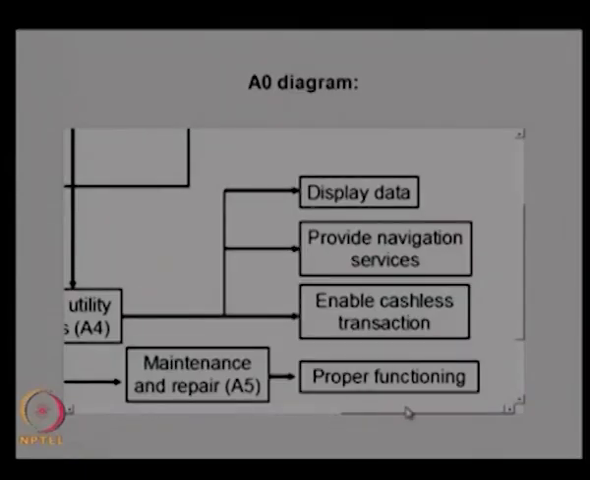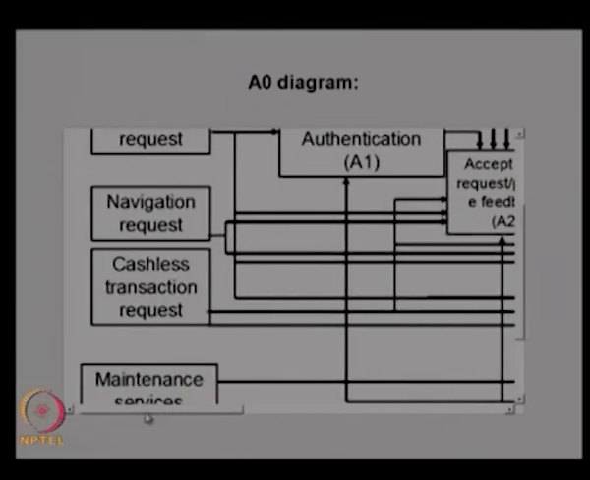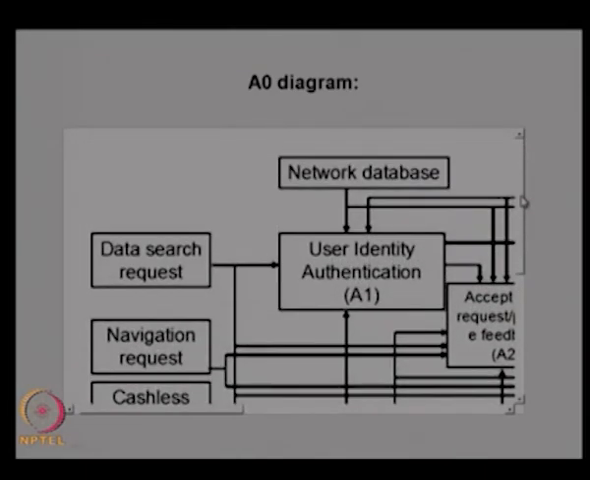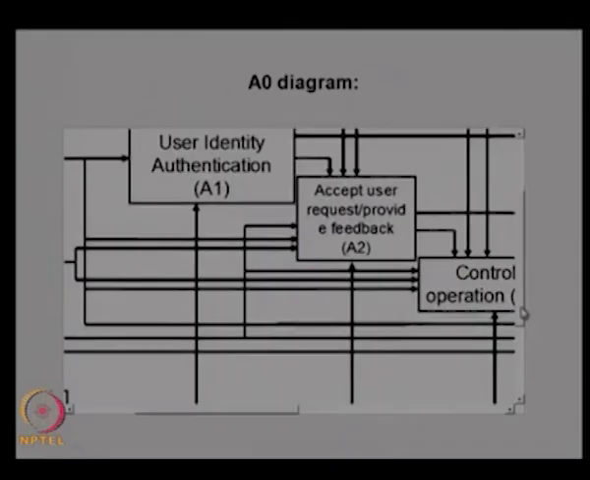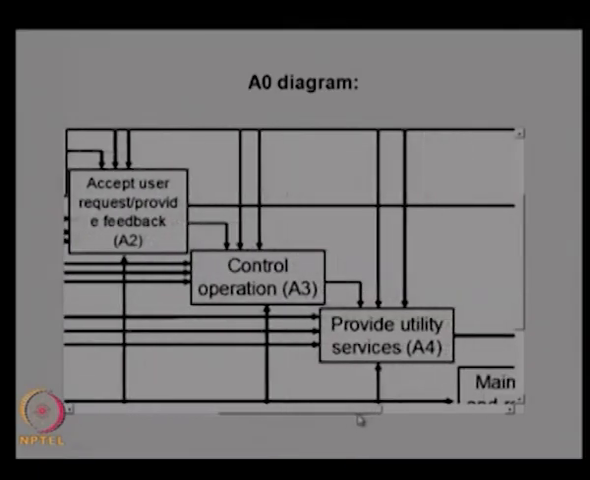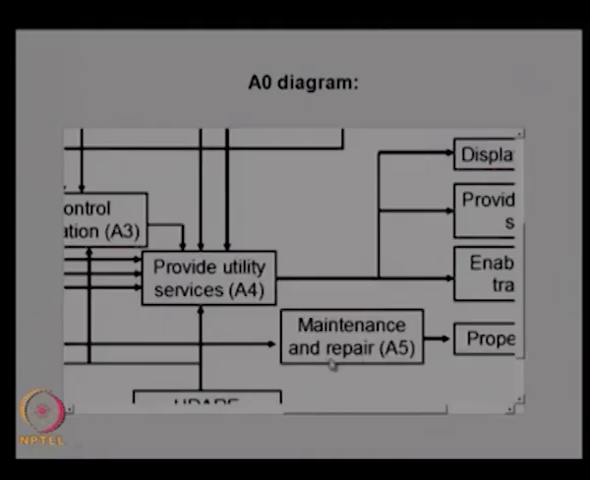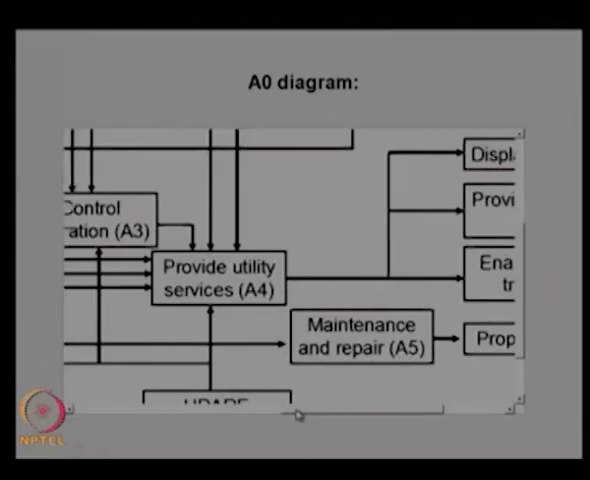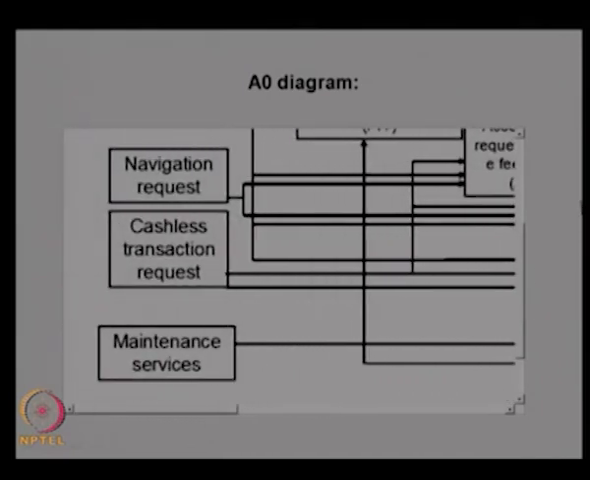So here you can see the detailed A0 diagram. So these are the sub functions A1, A2, A3 and A4: A1, A2, A3 control operation, then A4 is provide utility services, then maintenance and repair. So these are the 5 sub functions need to be provided in the system, and their interactions are also shown, what kind of interactions are taking place.